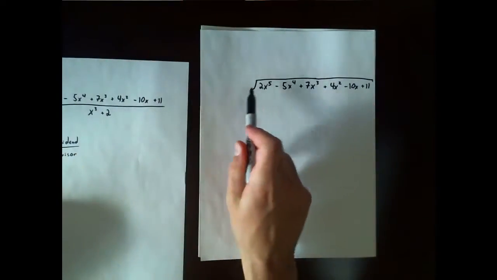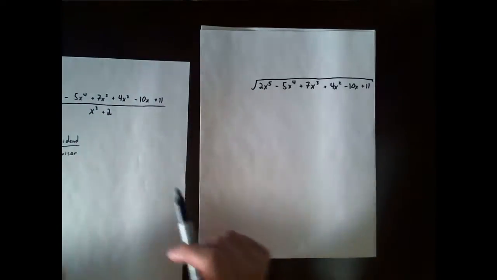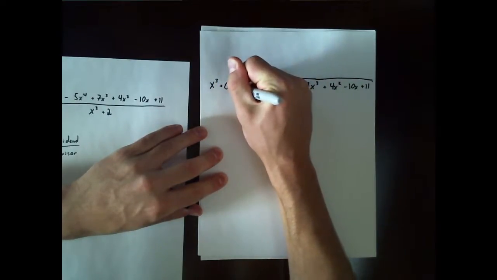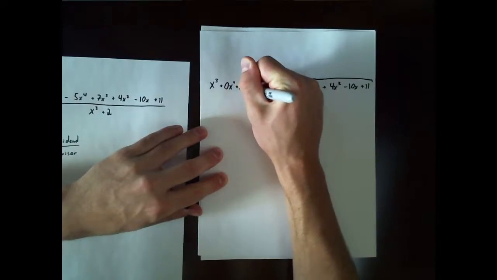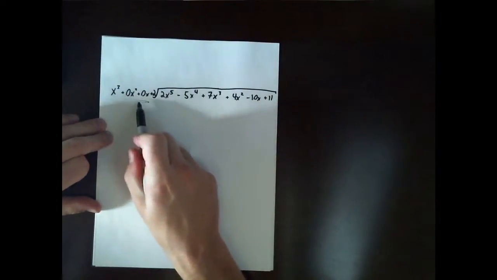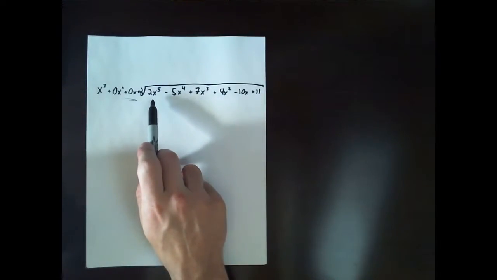And then for our divisor, we're going to put it outside right here, but I'm going to add in some spaces. So I'll show you what I mean by that. It's going to be x cubed plus 0x squared plus 0x plus 2. So the reason why I added in these spaces is just so that everything stays nice and organized. Because remember that you can only add and subtract terms that are of the same power x.